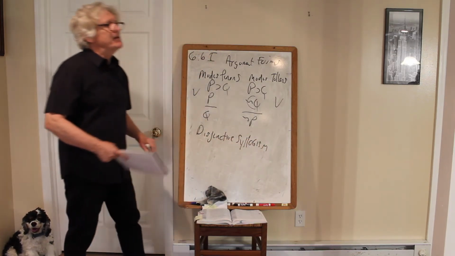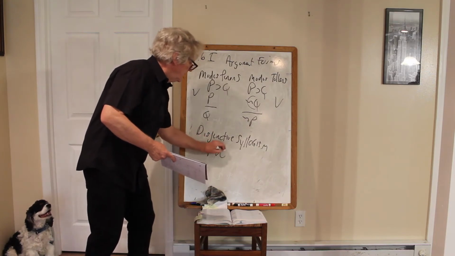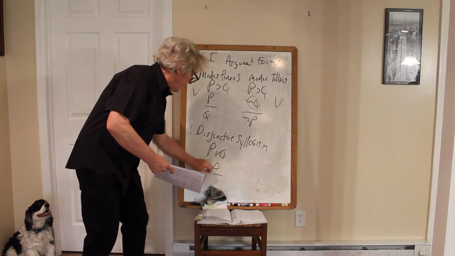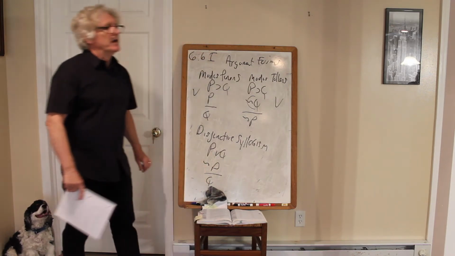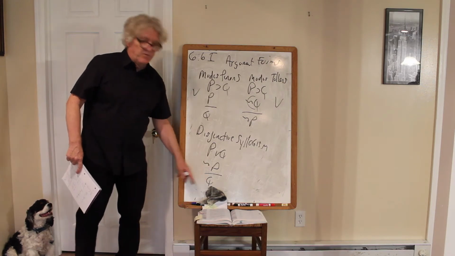For disjunctive syllogism, we just think of an either-or. So P or Q, P is true or Q is true, and then you have not P, therefore Q. So, it's going to be sunny or it's going to be rainy. It's not sunny, therefore it's rainy.